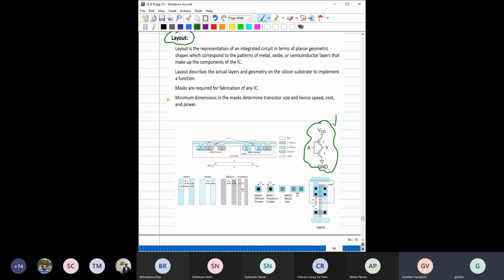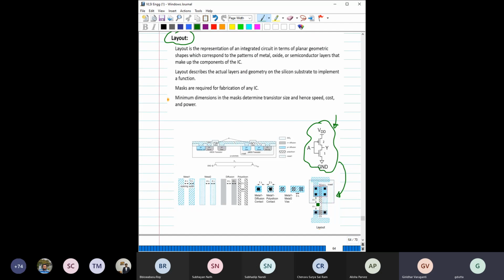Suppose you want to make this inverter. When you talk to the foundry, the foundry will give you some directions: do your design based on this criteria. There are some rules for how you can design this. They will probably send some software also, and you have to use that software and make this circuit-level, transistor-level representation. Here you can see this is basically the PMOS and this is the N-well.